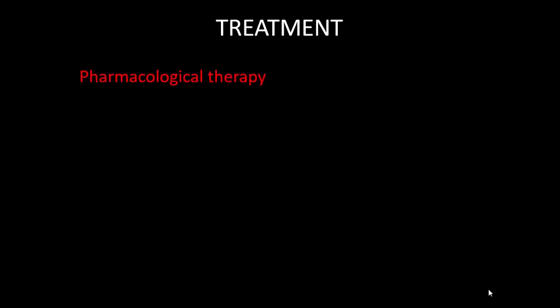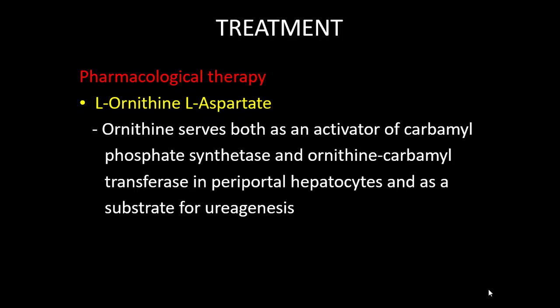This is basically an ornithine donor. So this ornithine serves both as the activator of carbamoyl phosphate synthase and ornithine carbamoyl transferase in periportal hepatocytes, and thus as a substrate for ureagenesis. But you should be careful when you are giving this. If the patient is in renal dysfunction, especially if the creatinine, the cutoff generally what we take is 1.5, is above 1.5, don't give Hepa-Merz.